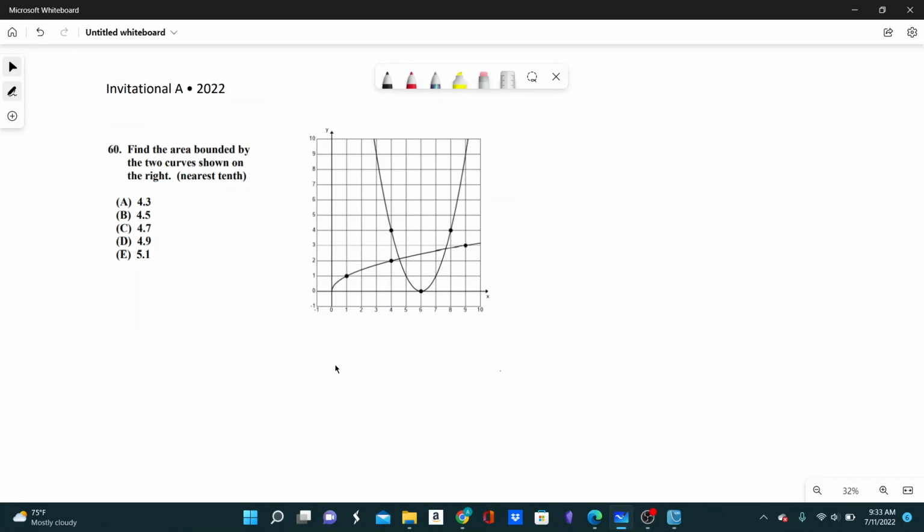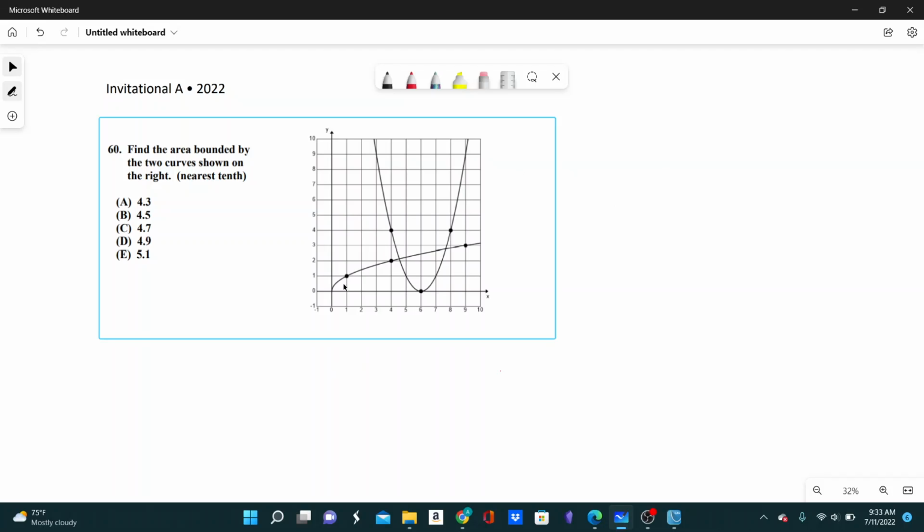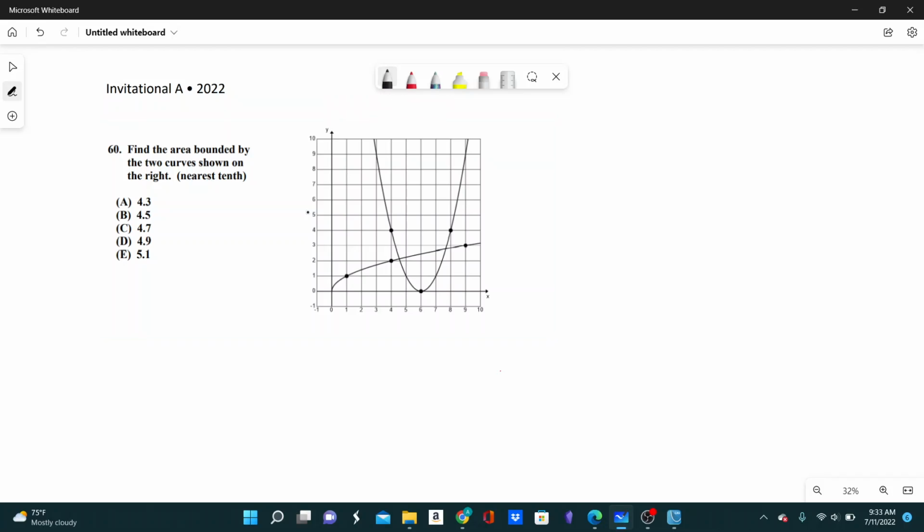Number 60. Find the area bounded by the two curves shown on the right. So, first thing we have to do is find the equation of both of these curves. So, the first one I'm going to look at is this square root curve on the bottom, this curve right here.